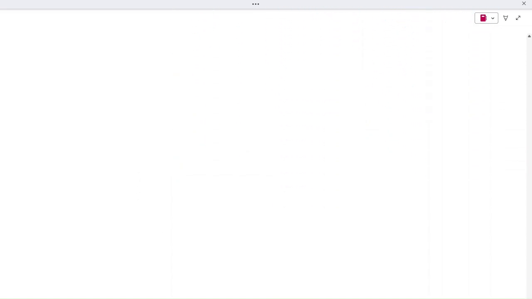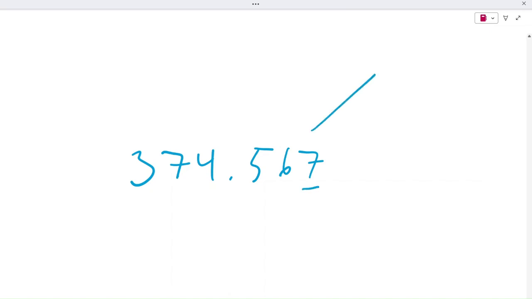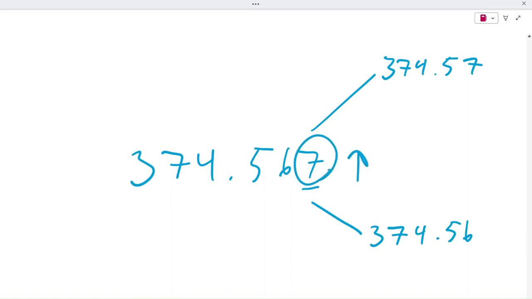Let's try one more. Say we have 374.567. Well, look at the element to the right. So we get 374.57 or we get 374.56. Well, we know it's 7, so we round up. So we get 374.57.